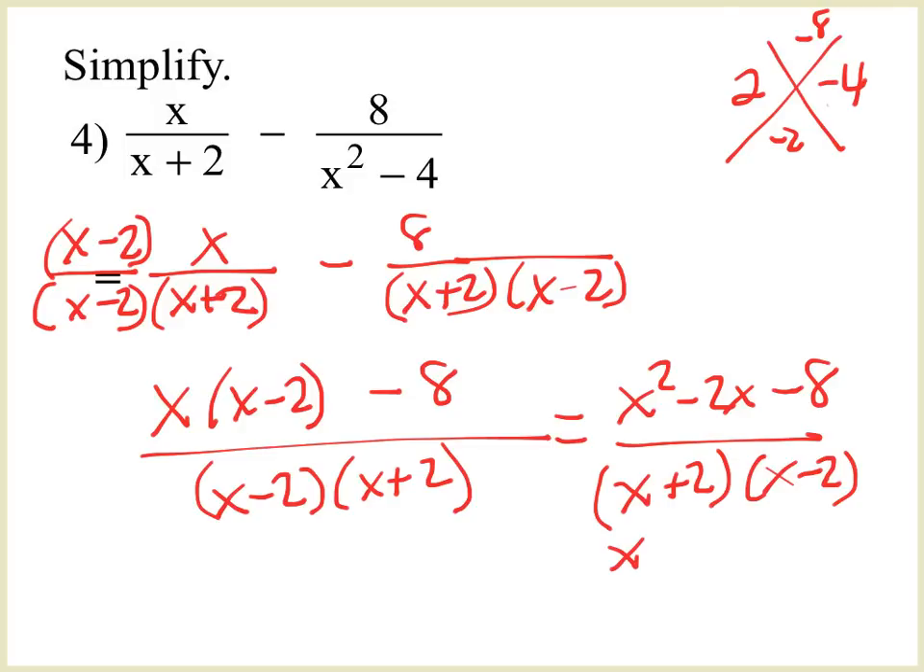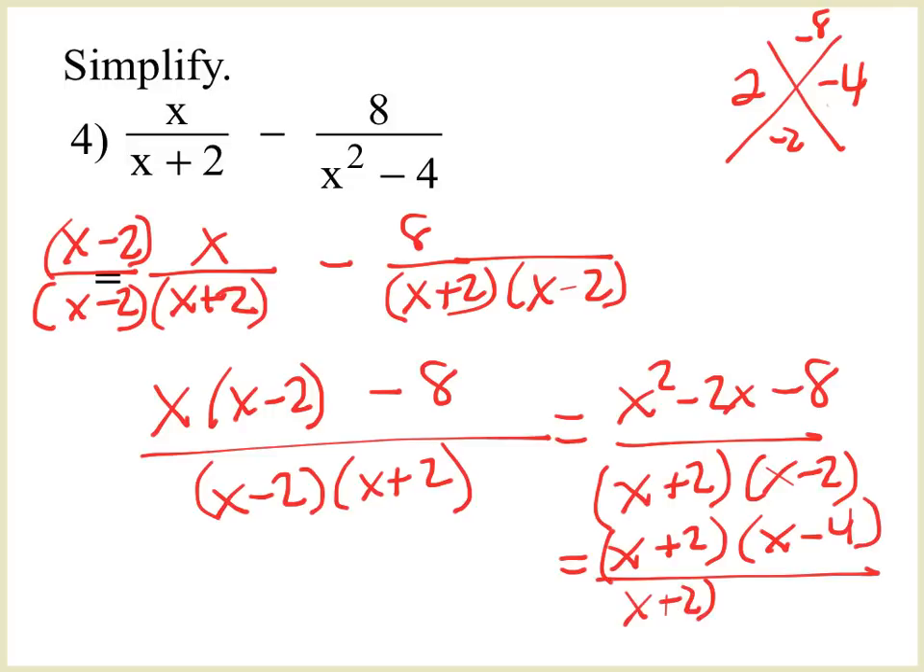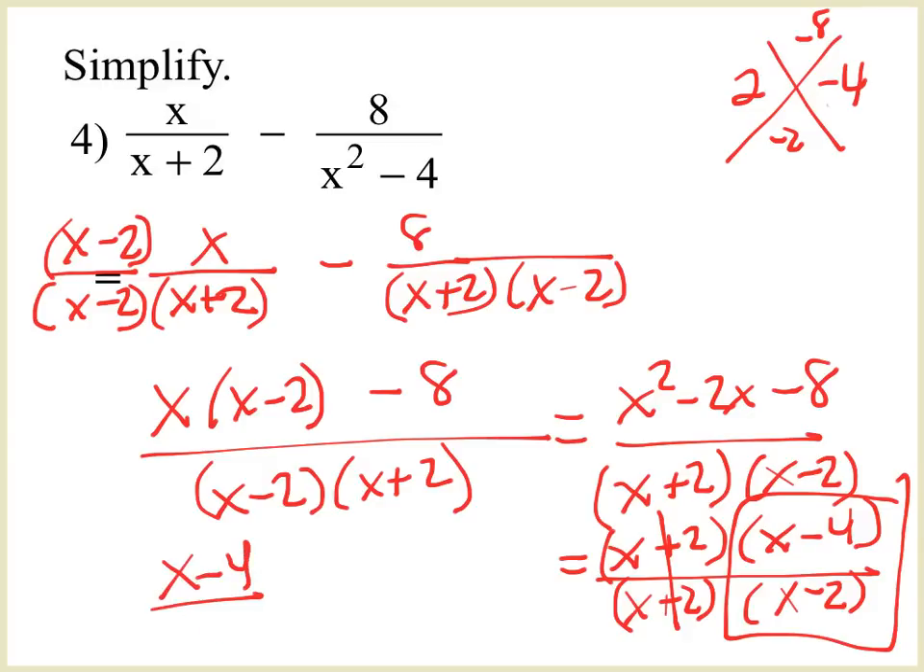So my numerator becomes x plus 2 times x minus 4 all over x plus 2 times x minus 2. Final answer is this right here, x minus 4 over x minus 2. Now remember, I cannot divide out a piece of a binomial, so I can't cancel out those x's. Okay? I can only divide a binomial by another binomial. That's what equals 1.